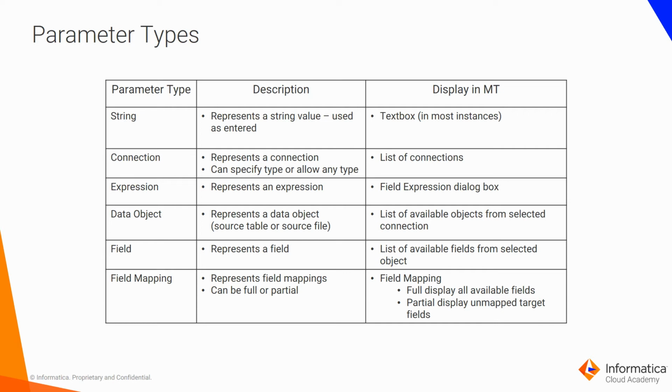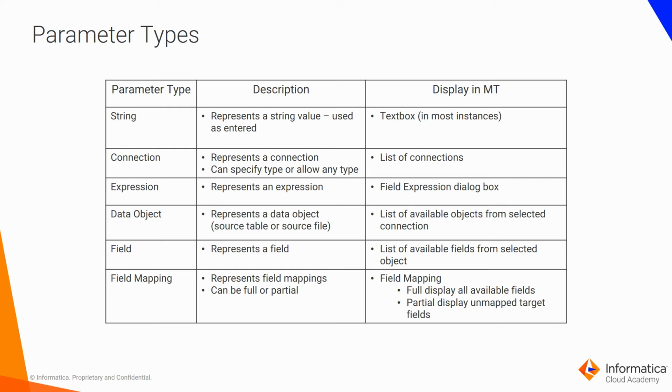A data object parameter represents a data object, such as a source table or source file. In the task, the parameter displays as a list of available objects from the selected connection. A field parameter represents a field. In the task, the parameter displays as a list of available fields from the selected object.